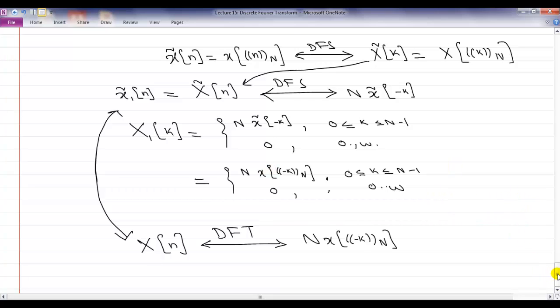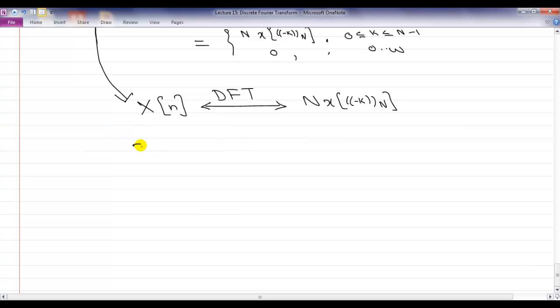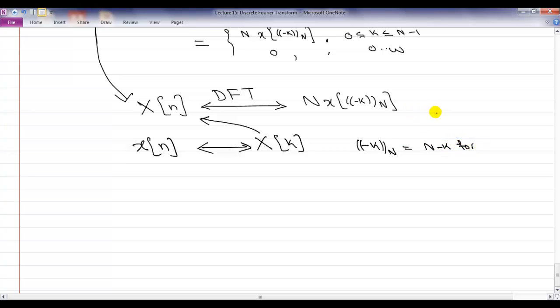So the upshot is that if you are given a DFT pair x[n] and X[k], then by the duality property, if you treat that X[k] as a time domain sequence, then your new DFT coefficients are N x of minus k mod N. Now minus k mod N is simply equal to N minus k. So we are dealing with k between 0 and N minus 1. That is equal to N minus k for k from 1, 2 up to N minus 1, and 0 for k equal to 0.